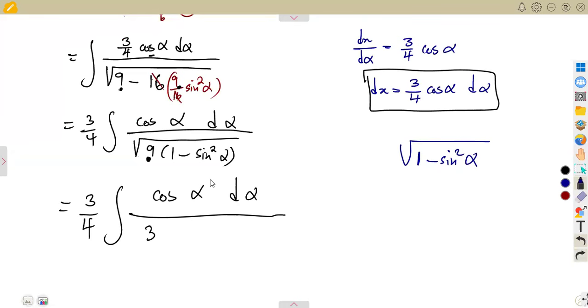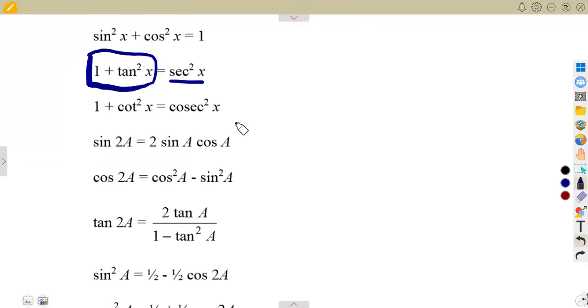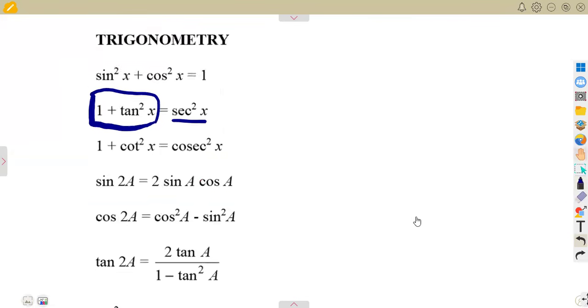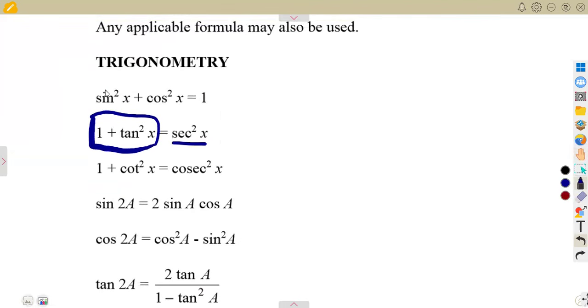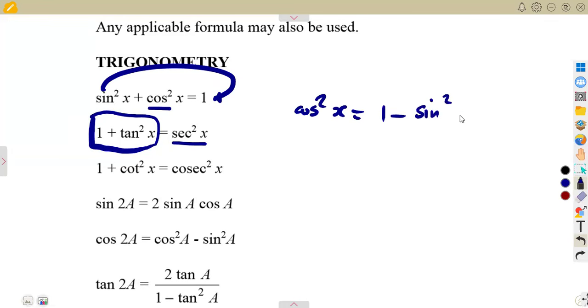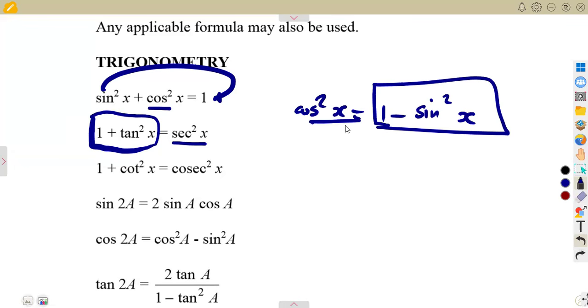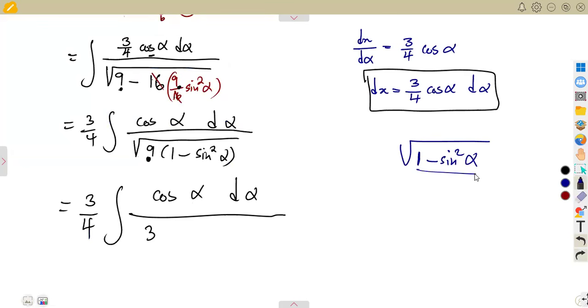1 minus sine squared alpha. From our trigonometry, again, we can consider from the sine squared plus cos squared, 1 minus sine squared. On this side, it represents cos squared. The cos squared of x is equal to 1 minus sine squared x. So meaning to say, where there is a 1 minus sine squared, there is a cos squared. So in place of this, there's a cos squared. We are simply seeing a cos squared.